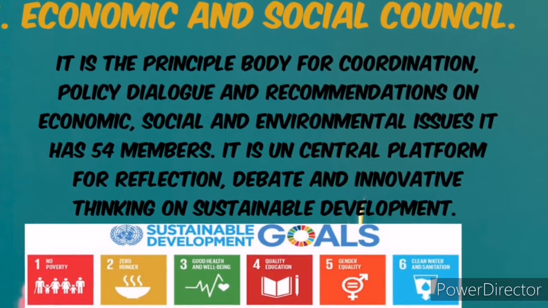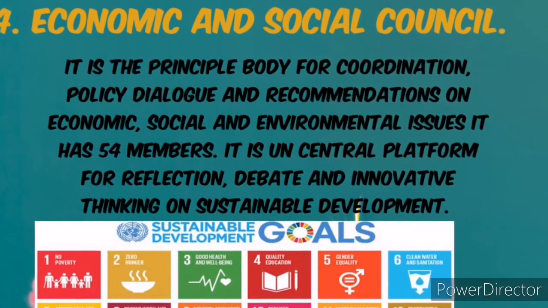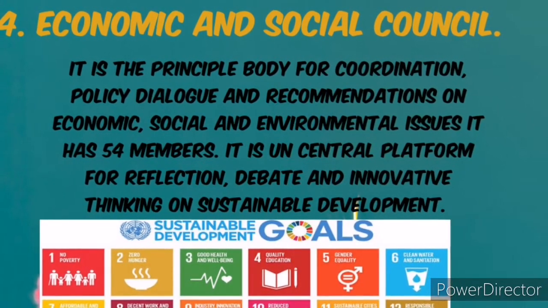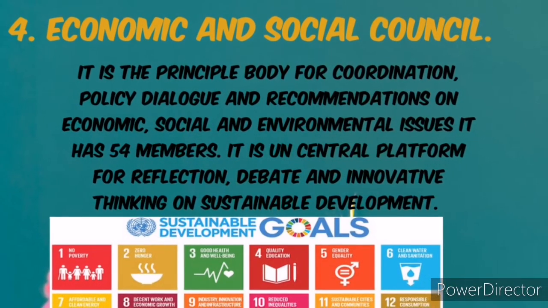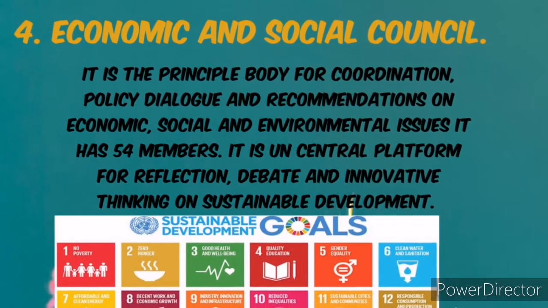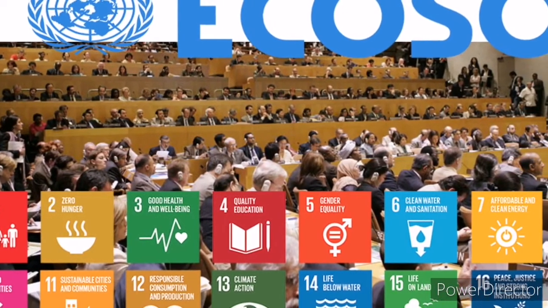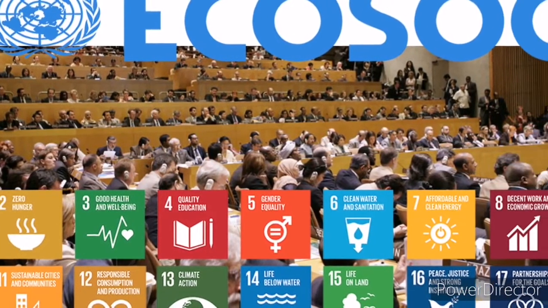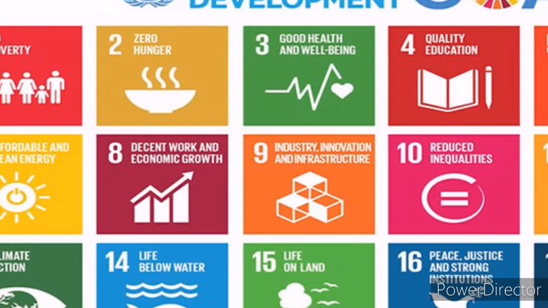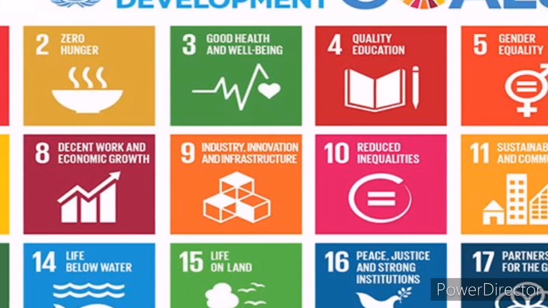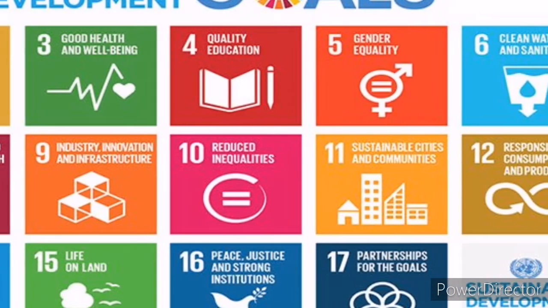Number 4. UN ECOSOC. It is abbreviated as Economic and Social Council. The United Nations Economic and Social Council is the principal body for coordination, policy review, policy dialogue, and recommendations on social, economic, and environmental issues. It has 54 members which are elected by the General Assembly for overlapping 3-year terms. It is the United Nations central platform for reflection, debate, and innovative thinking on sustainable development.